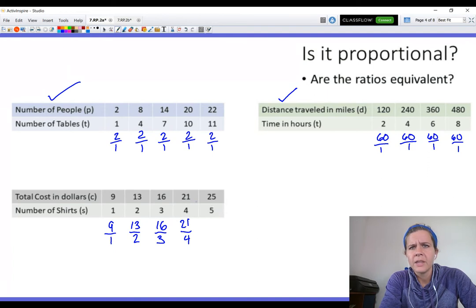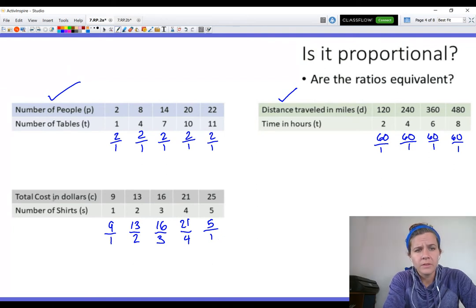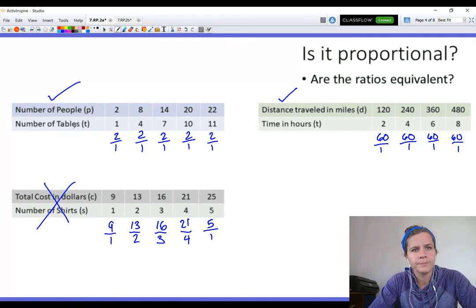25 to 5, they have a common factor of 5. They can both be divided by 5, so that simplifies to 5 to 1. These are not equivalent ratios. They don't simplify down to the same thing. So this does not show a proportional relationship. These ratios are not proportional.